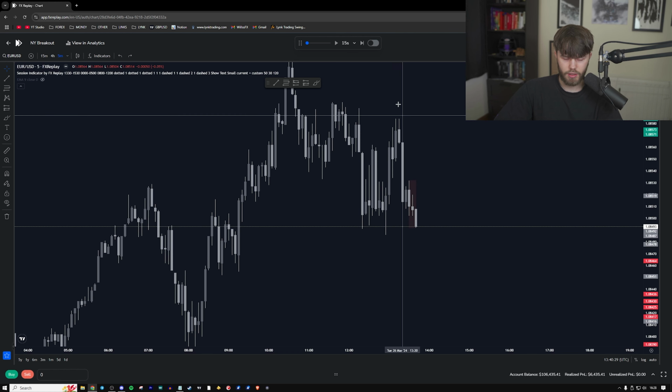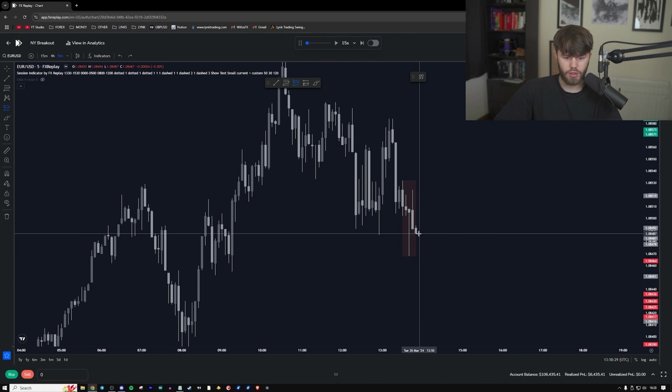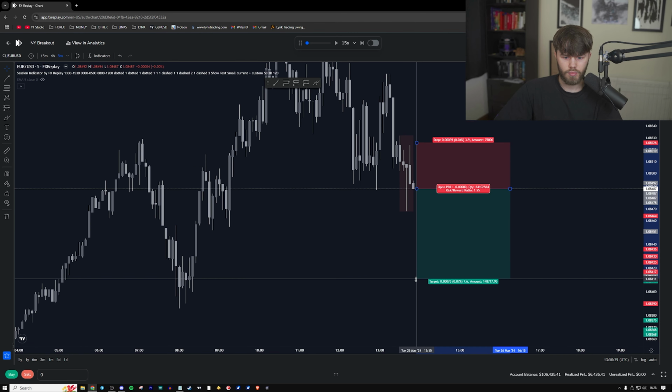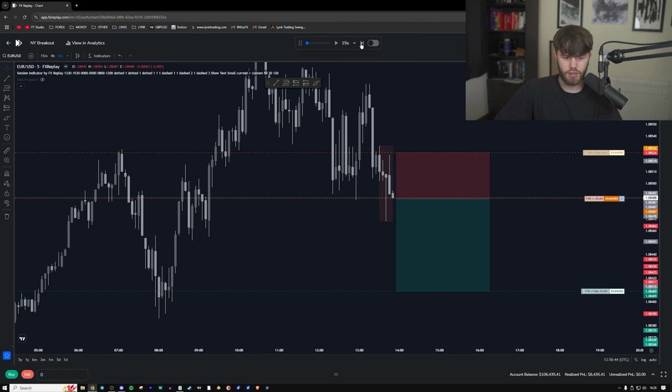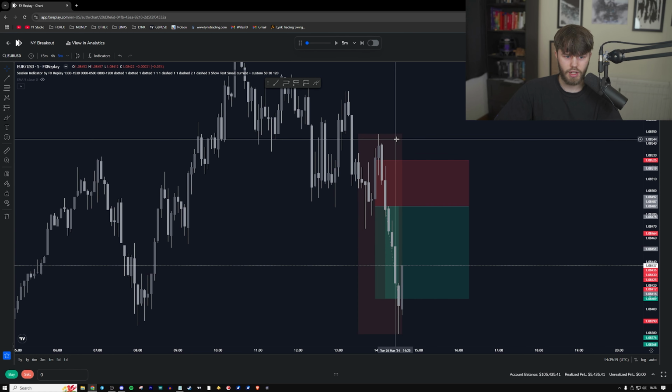Okay, this one might be it here. Wow. That is a crazy wick. Okay, here we go. Now we are short. Stop above the wick. And short initiated. Let's go to the 5 minute. Oh, stop loss hit straight away. And then price does go to the downside.